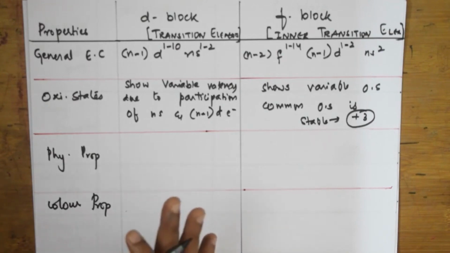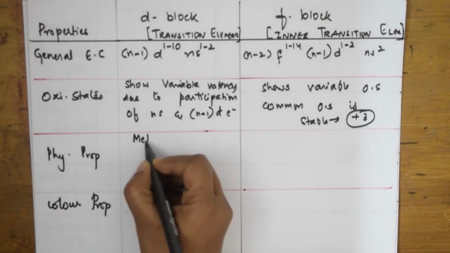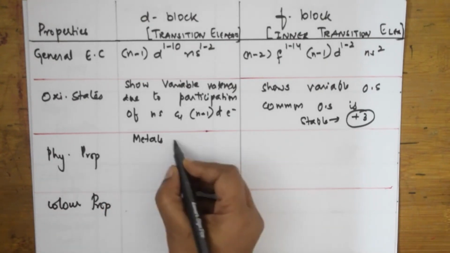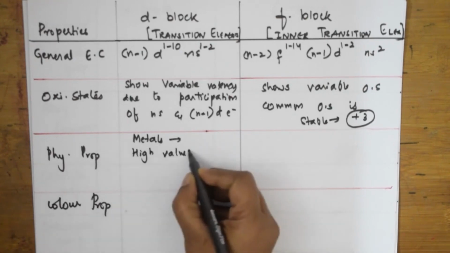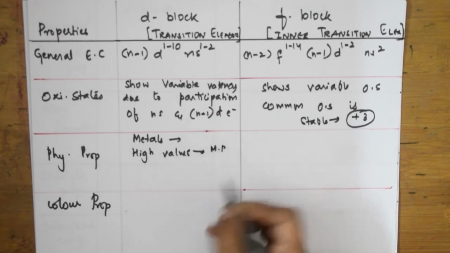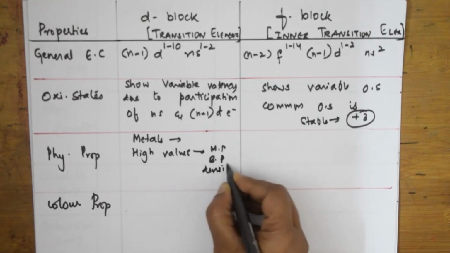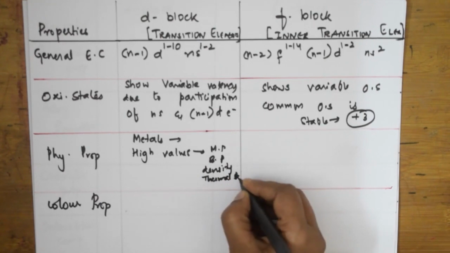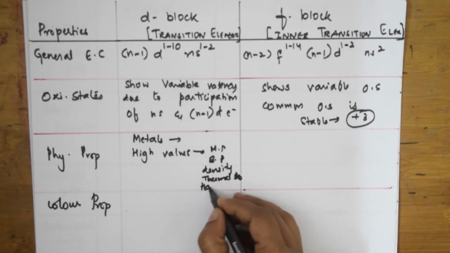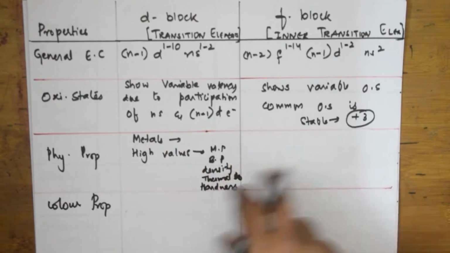So physical properties. What are the different physical properties? When I speak about d block, it's a combination of all the metals, isn't it? So they are metals mostly, right? So these metals, what do they have? They possess high values of melting point, high values of boiling point, and high values of density. Then thermal stability, all these are the different physical properties. I can also include a property called hardness, isn't it? Because of this metallic nature, they possess all these values very high compared to f block elements.